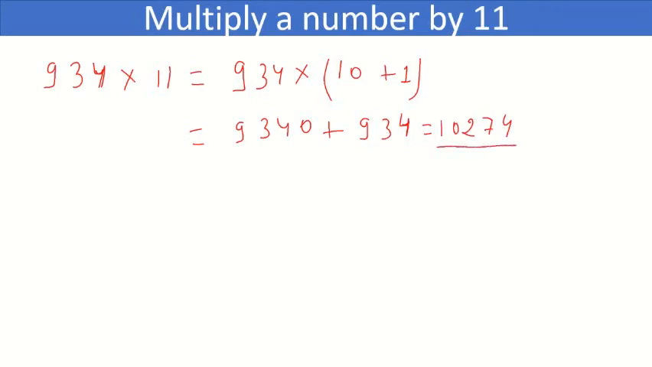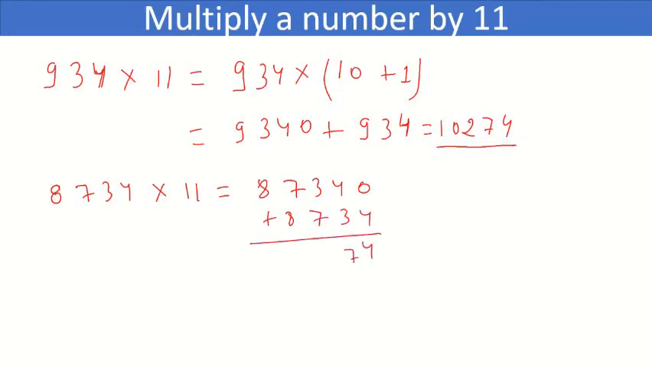Okay, let's take another example. For example, you have to multiply 8734 with 11. So in this, first of all, you have to multiply this number with 10, and then you have to add the same number to this. Okay, so it will result in 96074. In this way you can easily multiply any number with 11.